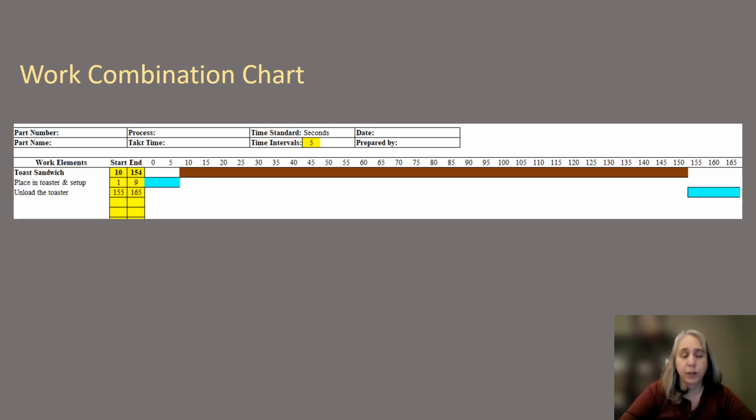I also created a work combination chart to further visualize that relationship and flow between manual work that humans are doing and the machine cycle time, which you can see here with the toaster. Placing in the toaster, the setup and the unloading. Within our flow, there was a lot of wasted time.